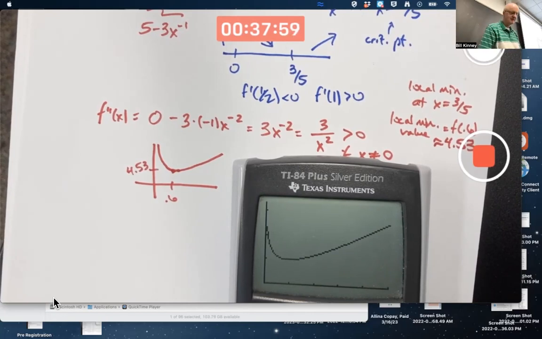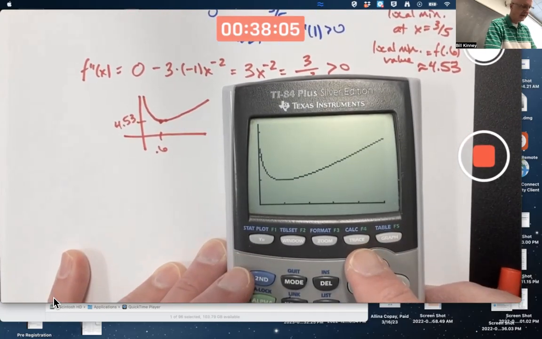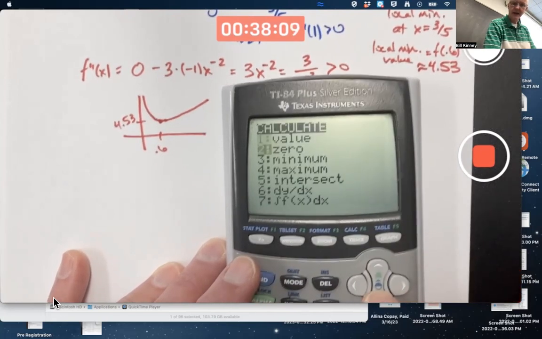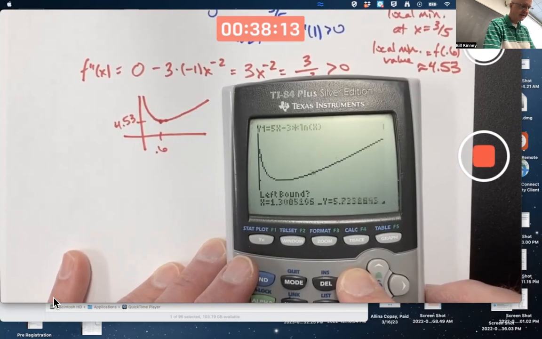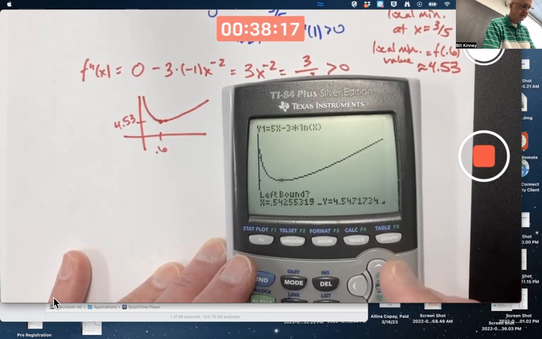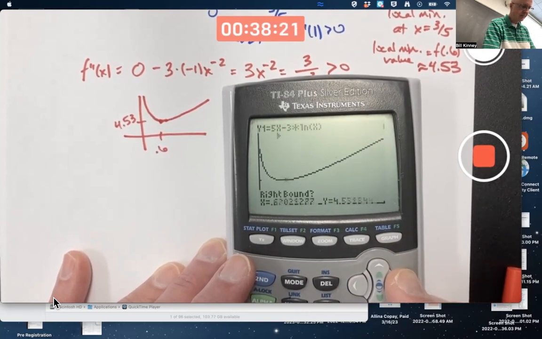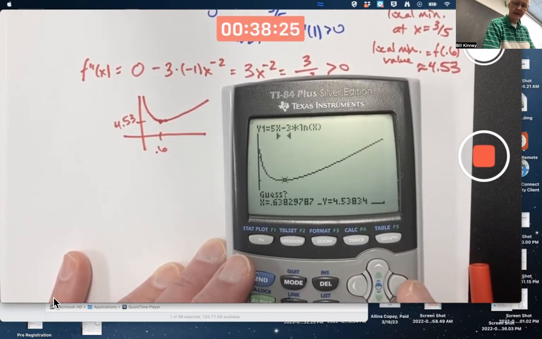Let's see how the calculate feature in the calc menu, which is above trace, does in computing that minimum. It is an option to compute the minimum. Pick a left bound, pick something less than 0.6 for x. I'll pick there. Then a right bound, pick something bigger than 0.6. Now you may not know where it is because maybe you haven't done the calculus.